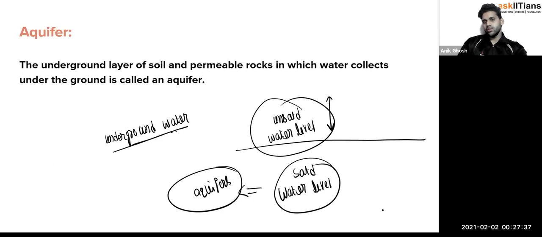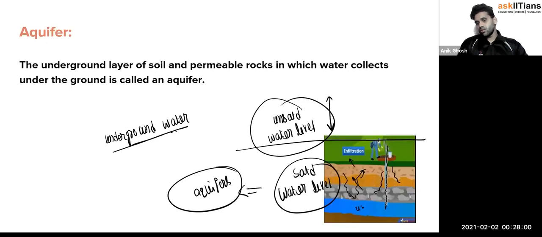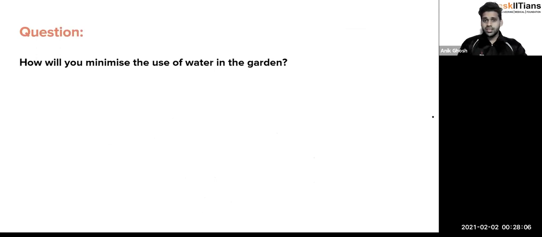Now in this picture you can see how the infiltrated water is taken out with the help of a tube well. So this is the first layer of the soil. This is the second porous layer, and this is another porous layer of the soil. So through these three layers, the water goes to the underground water. So that's it about this video.